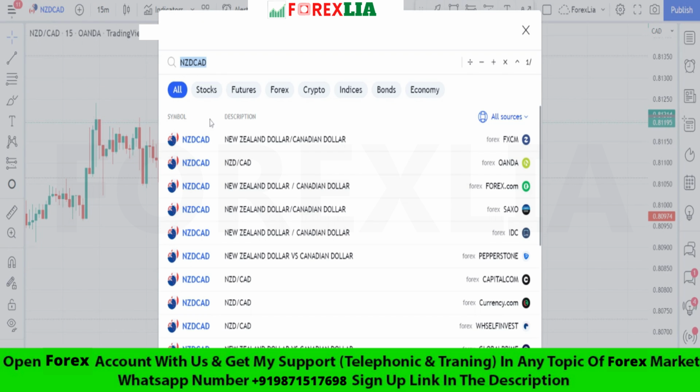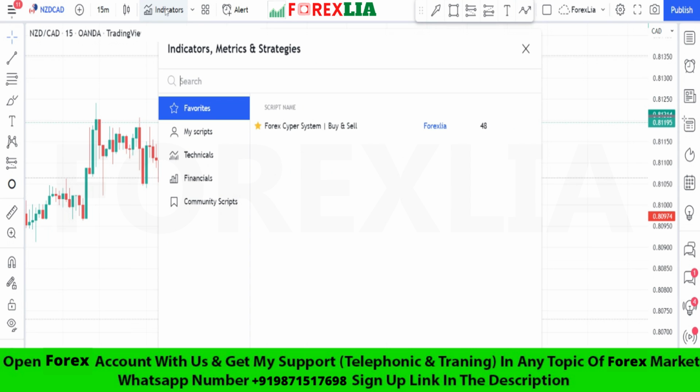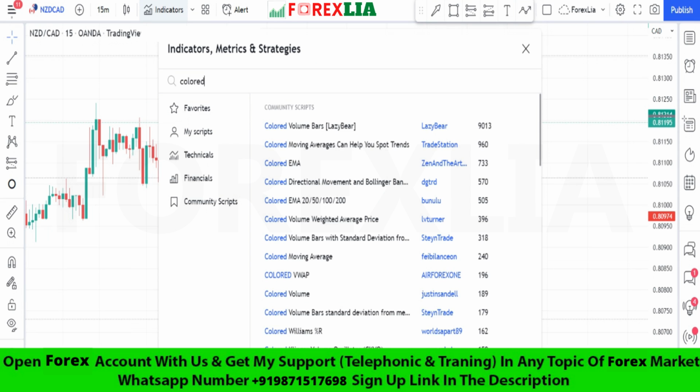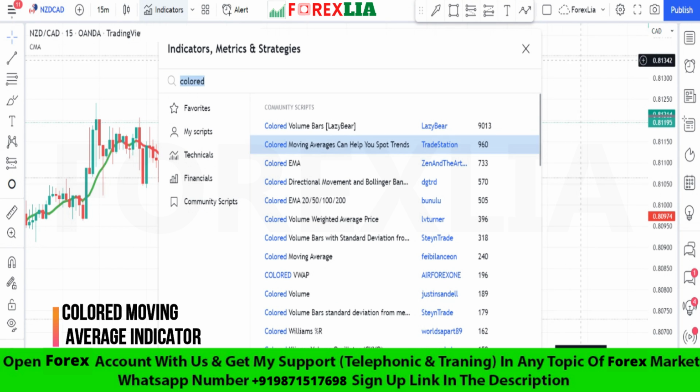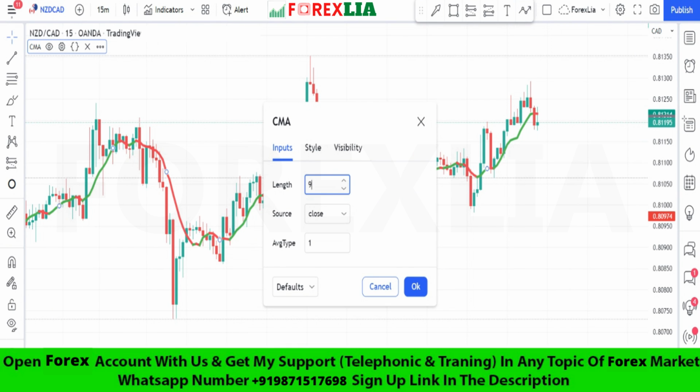First we open NZD CAD in 15 minute time frame. This strategy we need colored moving average indicator with change some settings.